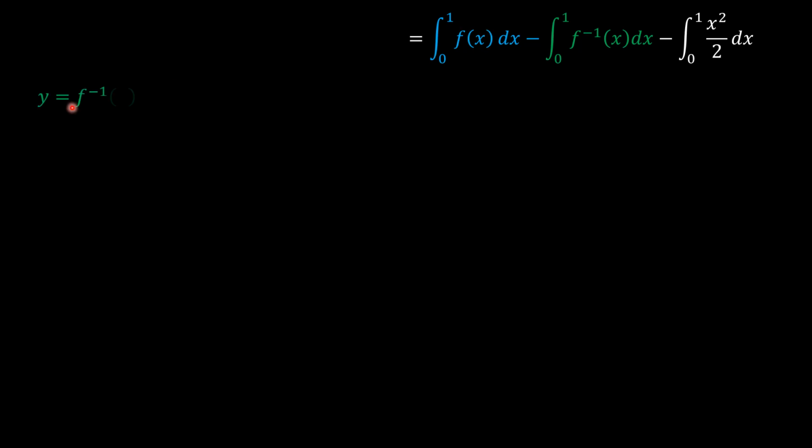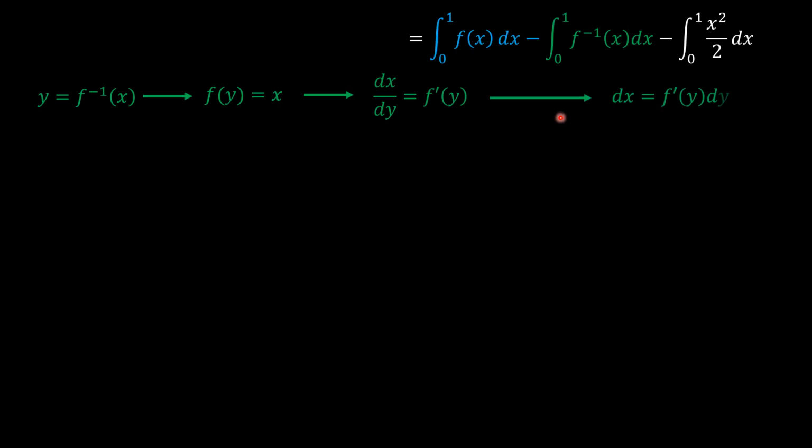So let's say y is equal to the inverse of the function f(x), such that f(y) equals x, and that means that dx/dy equals the derivative of the function f(y), and that means that we can substitute for dx with the derivative of f(y) times dy. When x equals 0, what is y? We have y being equal to the inverse function of 0.